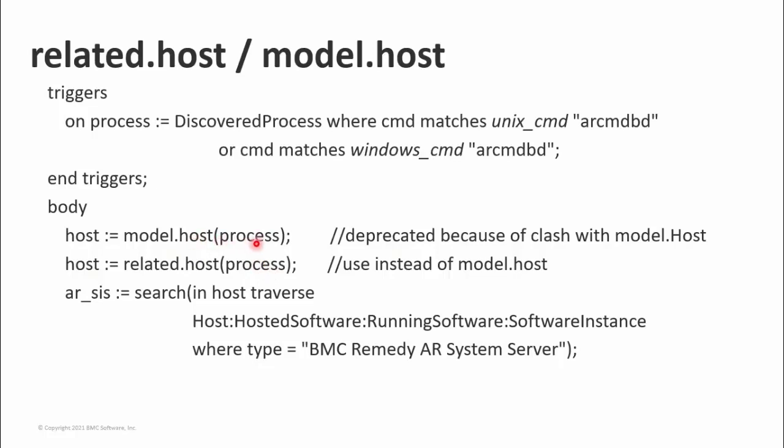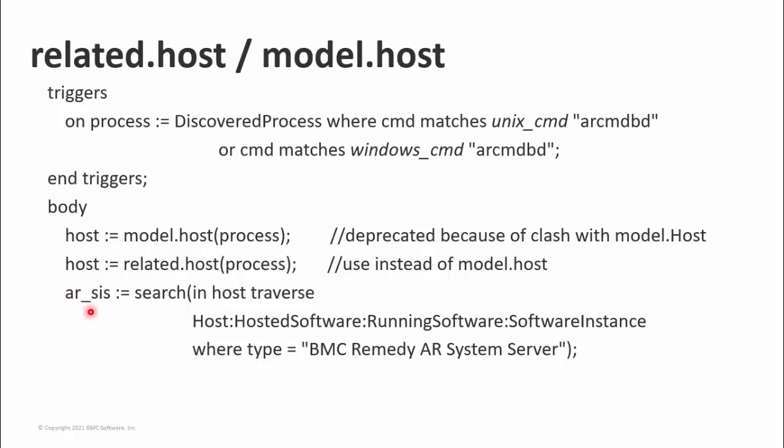So in this case, process here points to a discovered process, and a discovered process should have an owning host. Calling model.host with process will return the host node that owns that process. So here's how we use it both ways, model.host or related.host. Next, I'm showing something that we're going to talk about, which is the search statement.